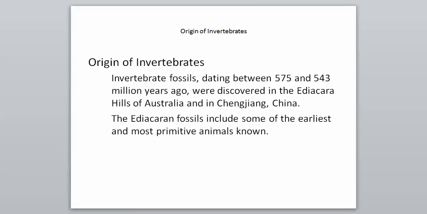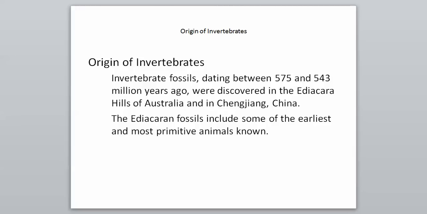So first we're going to start with the origin of invertebrates. Invertebrate fossils dating between 575 and 543 million years ago have been discovered in parts of Australia and China, and the ones that have been discovered in Australia were some of the earliest and most primitive animals known. So we first started seeing our invertebrates appear in the fossil record as late as 575 million years ago. And again, these are some of the most primitive animals that we have come to know in the fossil record.